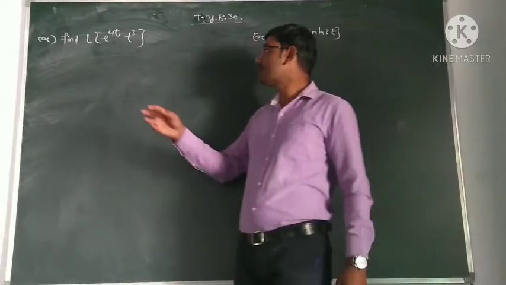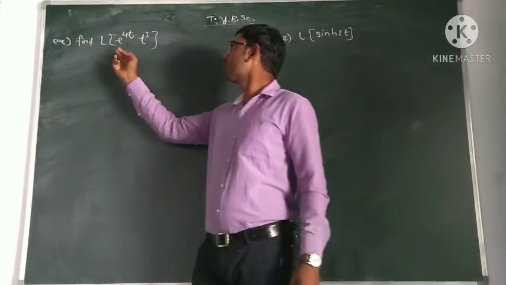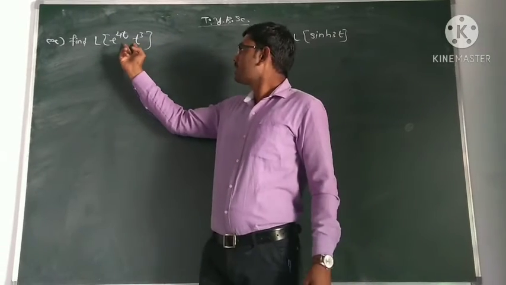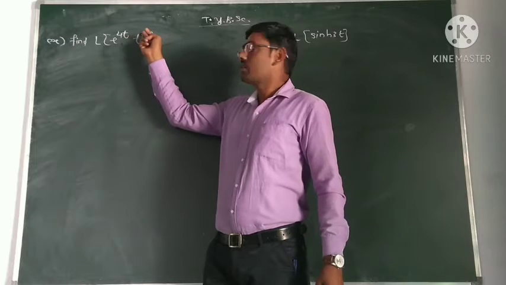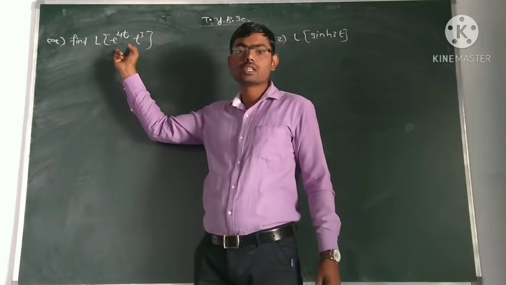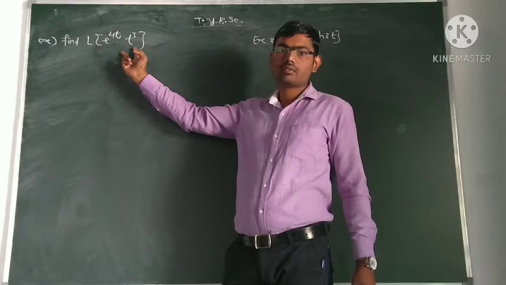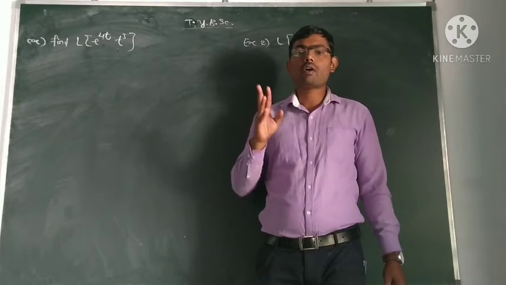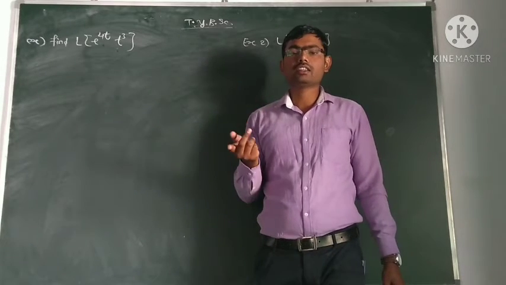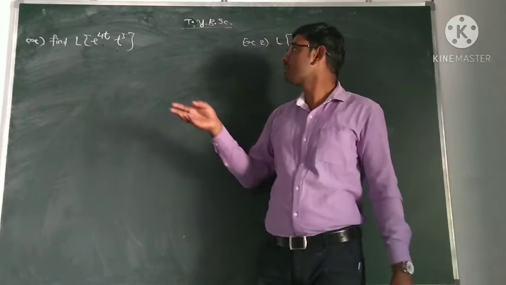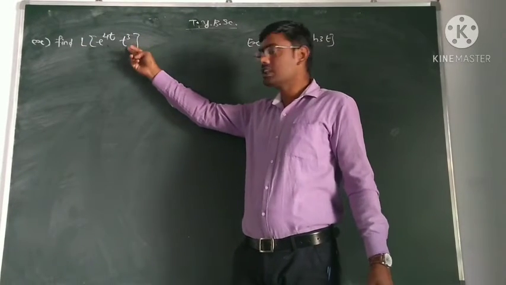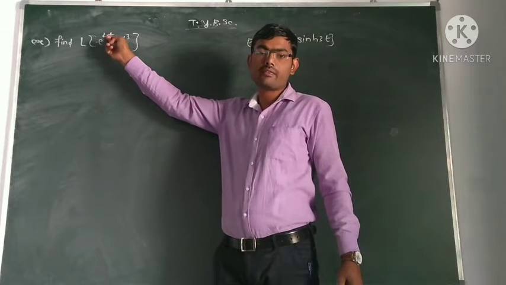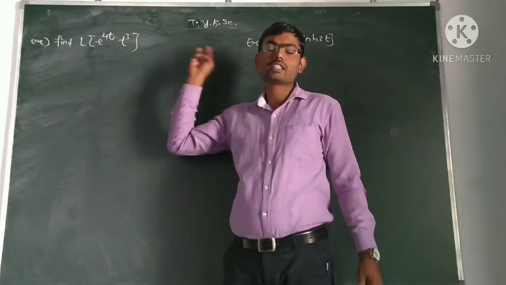The first example is to find the Laplace transform of e raised to power 4t into t cube. So focus on this. This is like e raised to power at into a function, so we have to use the shifting property here. We know the shifting theorem. What is the shifting theorem? The Laplace transform of e raised to power at times a function is nothing but take the Laplace transform of the function and shift s to s minus a. Here a is 4, so shift s to s minus 4.